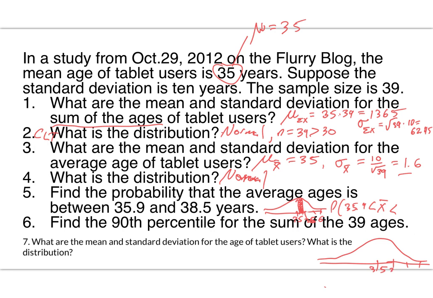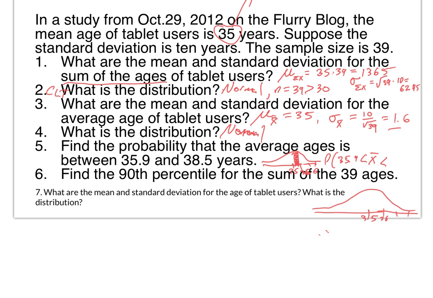So this is 36.6. Nope. I'm going to move everything up here just a little bit. 36.6. So then when I'm at 35.9, I'll be somewhere here to about somewhere here, finding an area. 38.5.